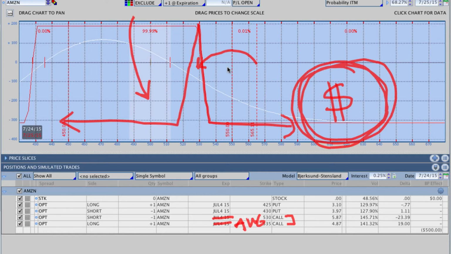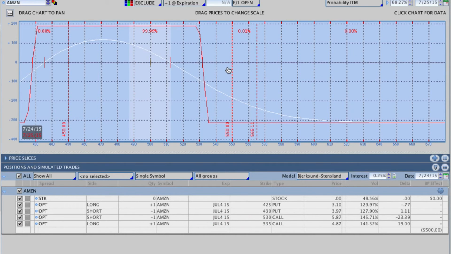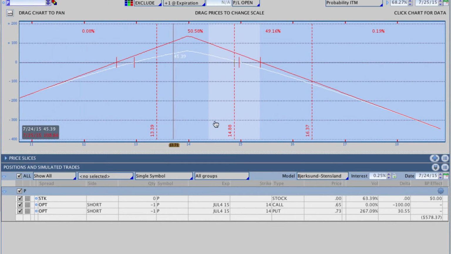And again, it's happened before in the past. It doesn't happen all the time. But if we can roll it out for a credit and reduce risk and give ourselves more time for maybe Amazon to swing in our favor, then we're going to do that. If we can't roll it for a credit, we are not going to enter the trade. We would rather take the loss now than ensure ourselves of taking a greater loss by paying to go out to the next monthly option. Okay, so again, that's exactly the strategy that we're going to use.